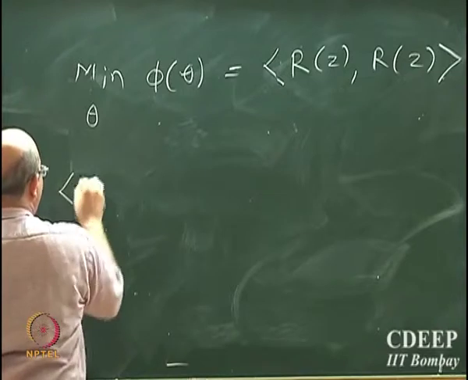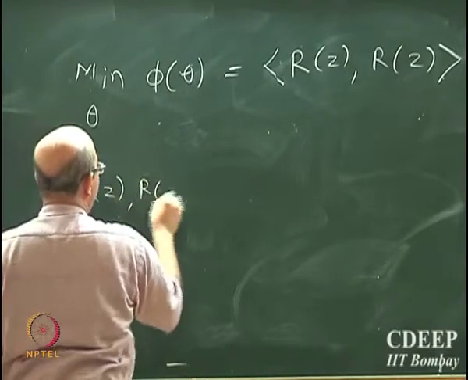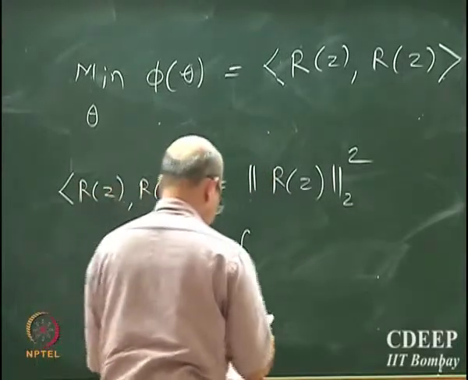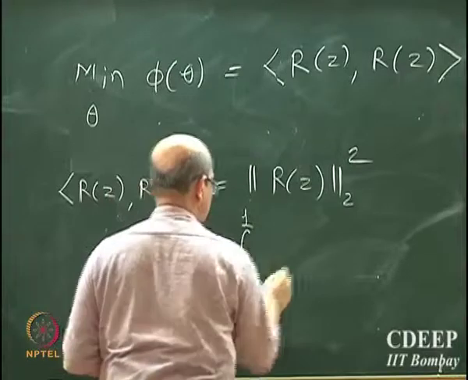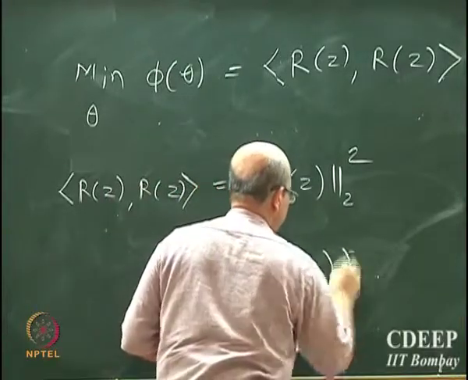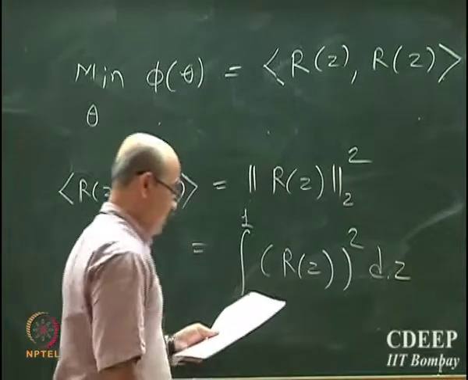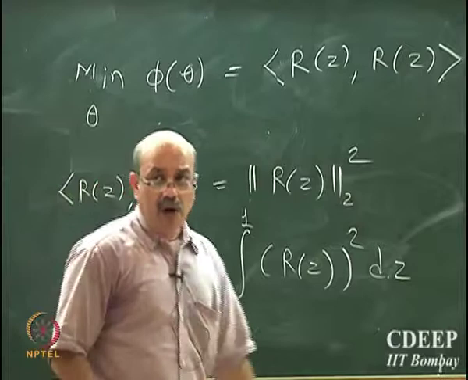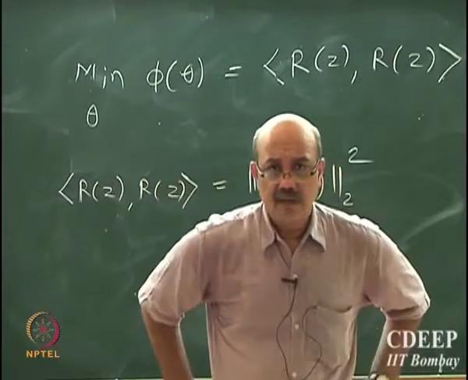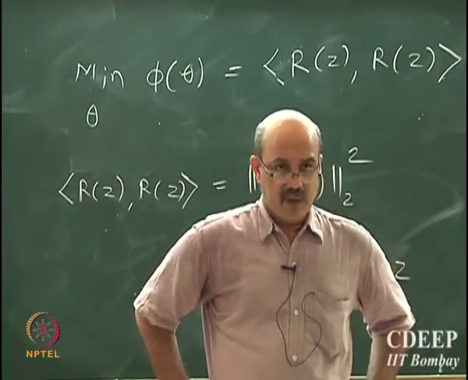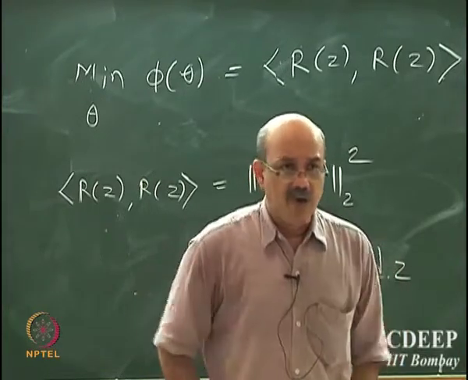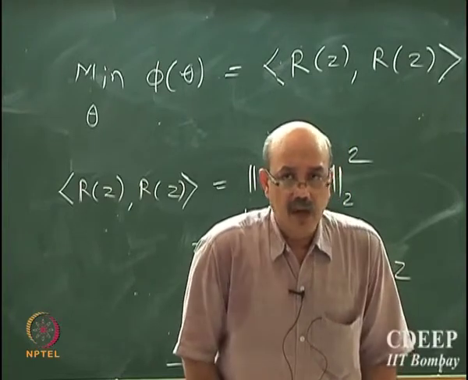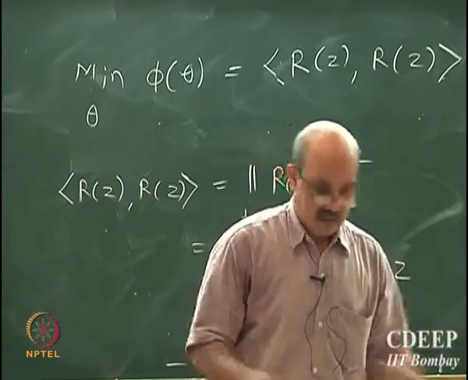Inner product, integral, say 0 to 1, right. Okay, now how do I get the equations from this? How do I get equations? I have to differentiate this with respect to alpha, with respect to theta, right?